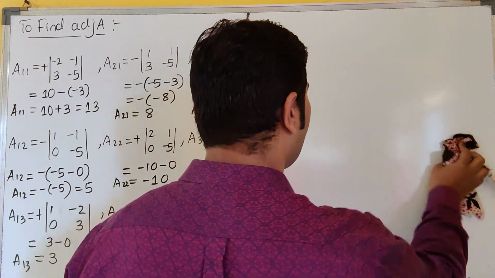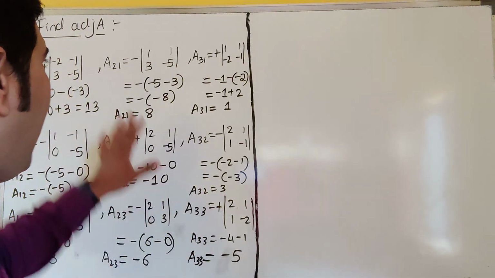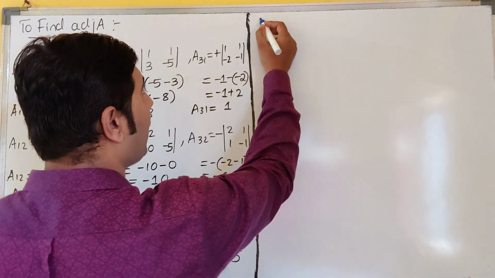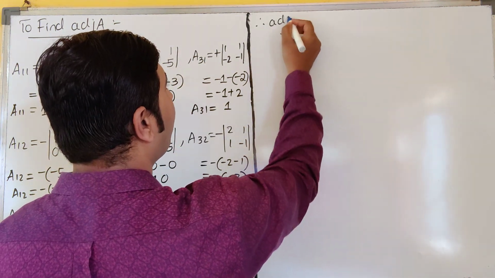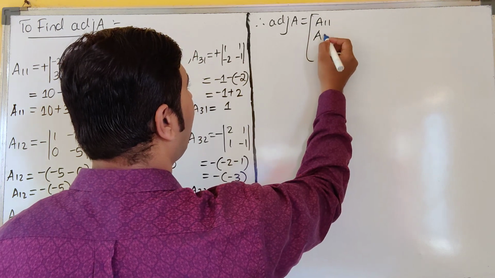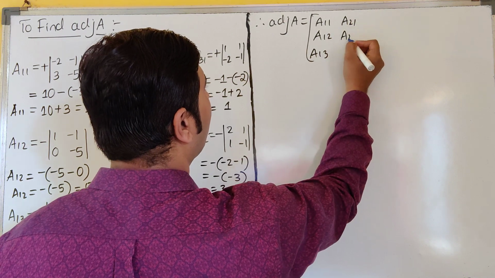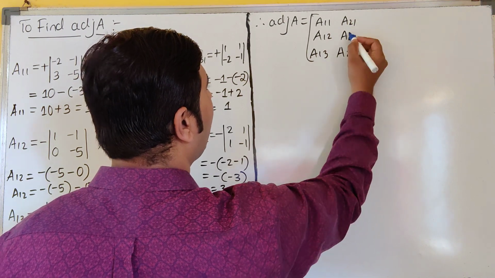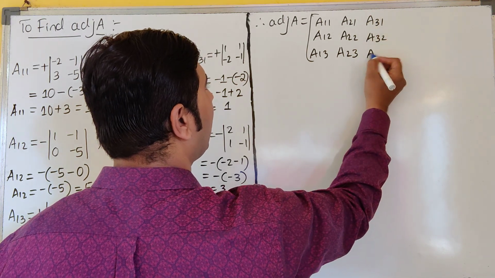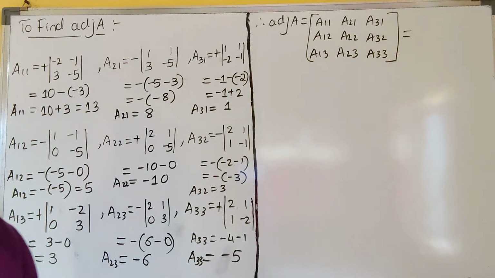So now see, let us find adjoint of A. We have already got the cofactors. Now therefore adjoint of A, how we will write? You know the formula. Adjoint of A is what? A11, A12, A13, A21, A22, A23, A31, A32, A33. We have to find this one, dear students.